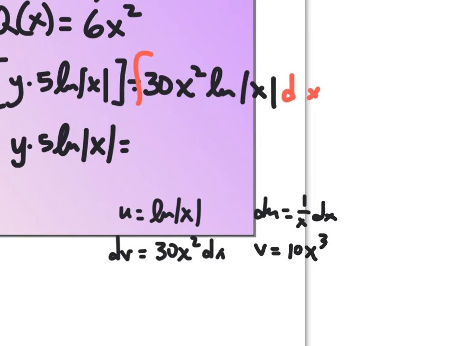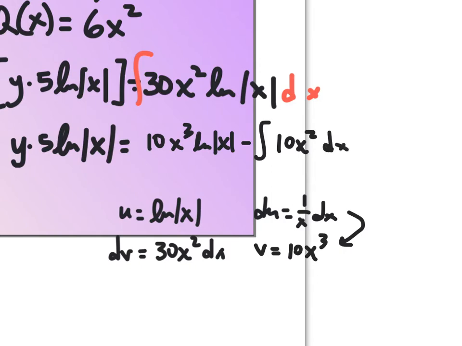1 over x dx. And v will equal 10x cubed. Alright, so this would be uv, which is 10x cubed natural log of x minus the integral of v du. Now if I multiply these two together, I'm going to get 10x squared, because the 1 over x and the x cubed will simplify. And all I've got to do is integrate that. So let's do so.